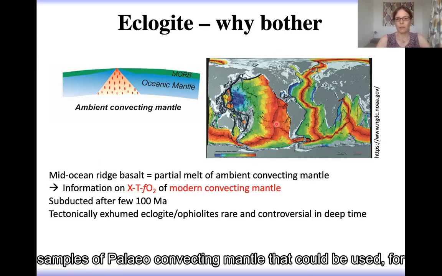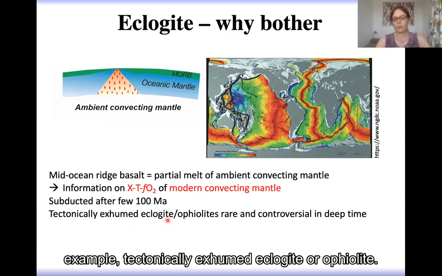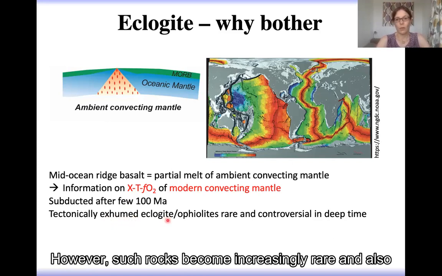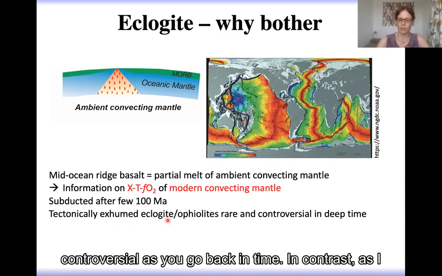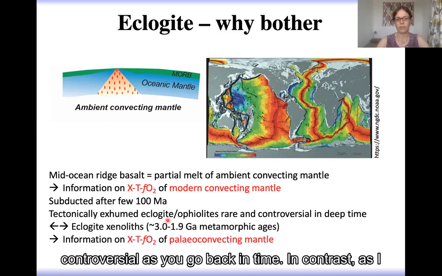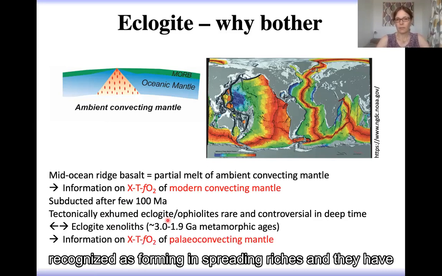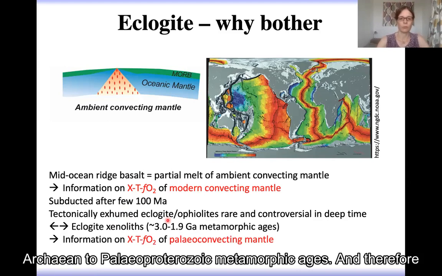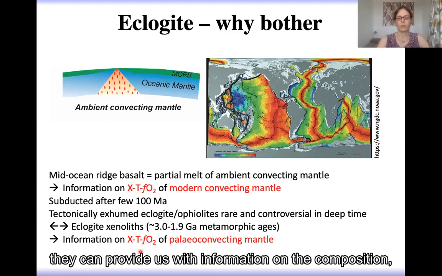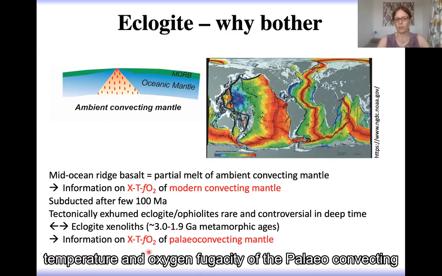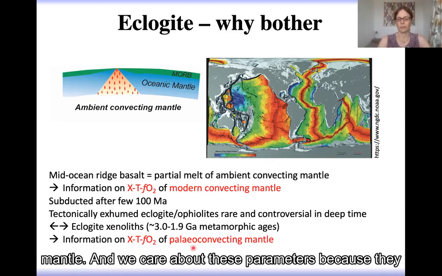That could be, for example, tectonically exhumed eclogite or ophiolites. However, such rocks become increasingly rare and also controversial as you go back in time. In contrast, as I mentioned before, eclogite xenoliths have long been recognized as forming in spreading ridges. They have Archean to Paleoproterozoic metamorphic ages, and therefore they can provide us with information on the composition, temperature, and oxygen fugacity of the paleoconvecting mantle.